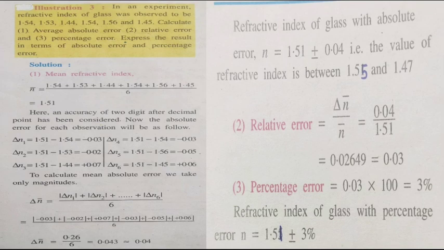So in this way we can solve the example based on the error and we get the final resultant value. In the next session we will take the combination of error and an example based on it, and significant figures and their rules.